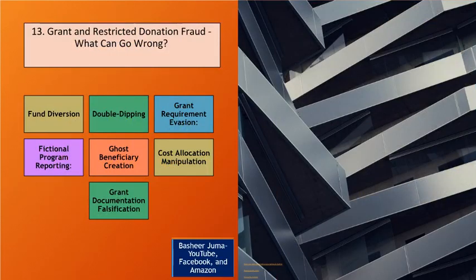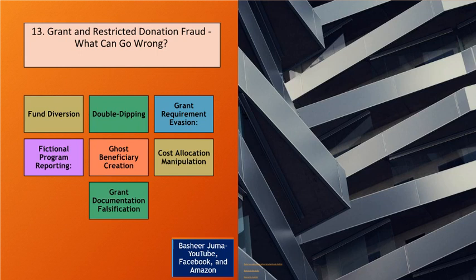13. Grant and restricted donation fraud. What can go wrong? Fund diversion. Using restricted donations for other purposes. Double dipping. Getting multiple grants for the same project. Grant requirement evasion. Failing to meet grant terms while claiming compliance.